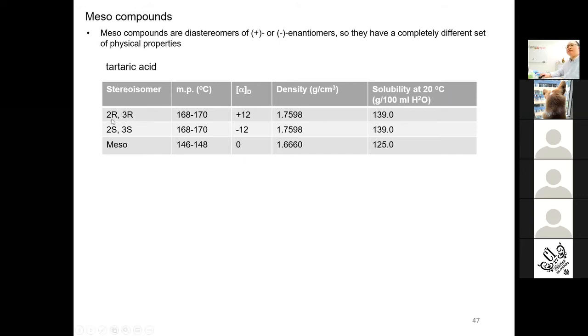For tartaric acid 2R3R, again, the only property that is different is the optical activity listed here. All the other properties like density, solubility, and melting point are the same. For the meso, because it is a diastereomer of these two, it has totally different physical properties. The melting point is much lower, the density is much lower, and the solubility is much lower. And as I told you, meso compounds are achiral, so it doesn't have optical activity. Keep that in mind.